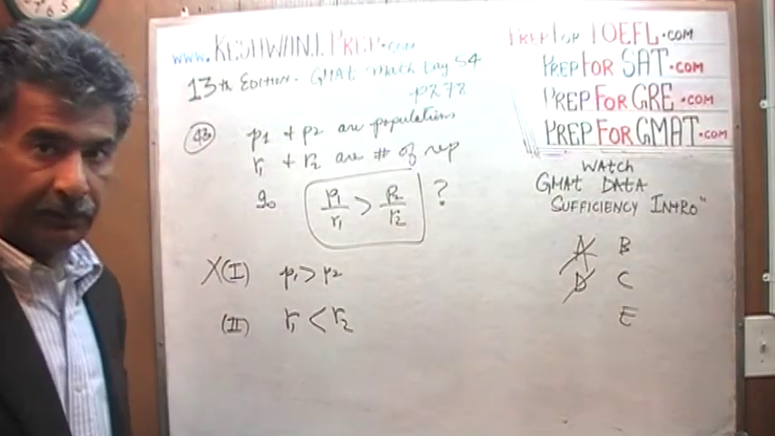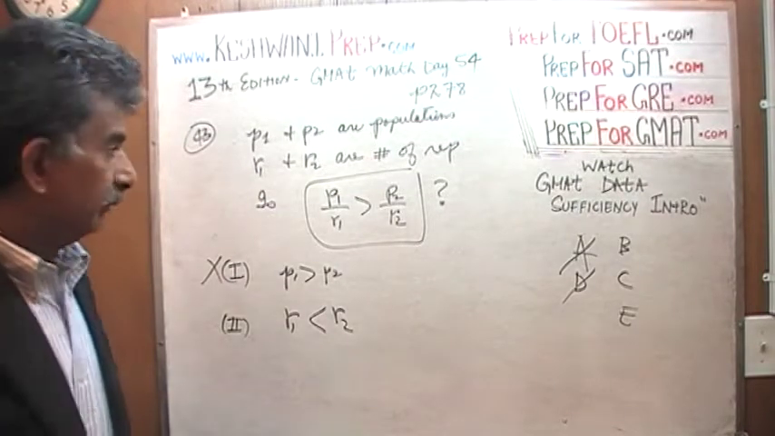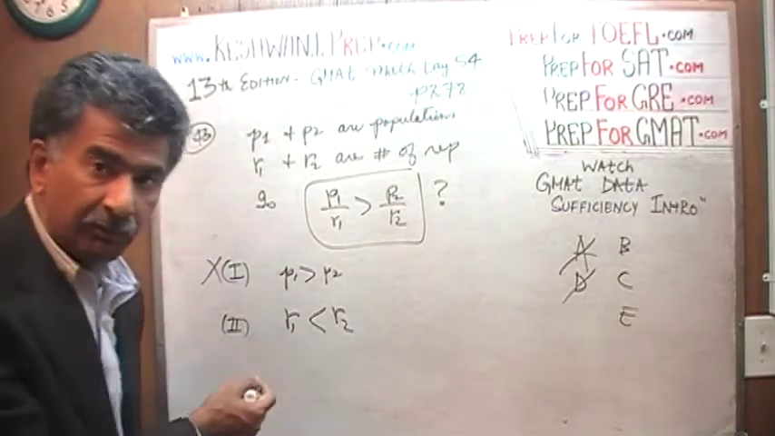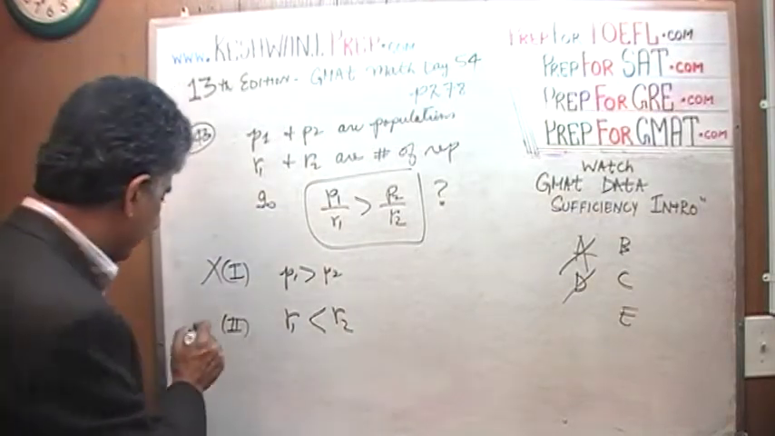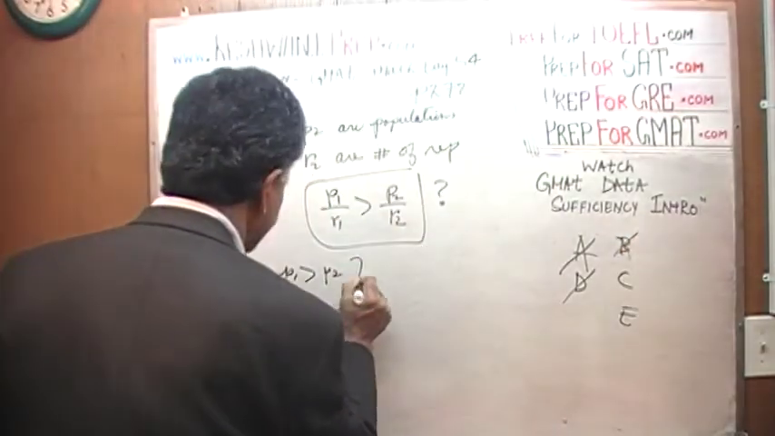Again, simply knowing the number of representatives for the respective towns is not going to be enough for us to make any conclusions about the ratios. We need to know the population. And statement 2 makes no mention of the respective populations. By itself it is no good. The answer cannot be B. Let's put them together.